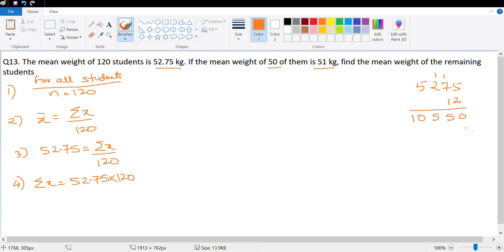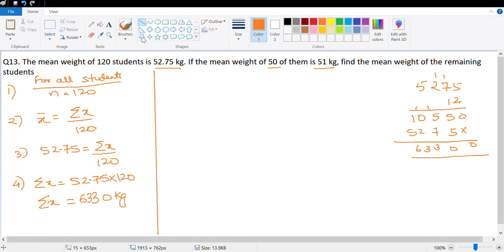Yeah, that's correct. This is 5, 7, 2, 5. This is 0, 5 plus 5, 10, 12 plus 1, 13, 3, 6. So this is 6330 kg. That's the sum of the weight of 120 students.